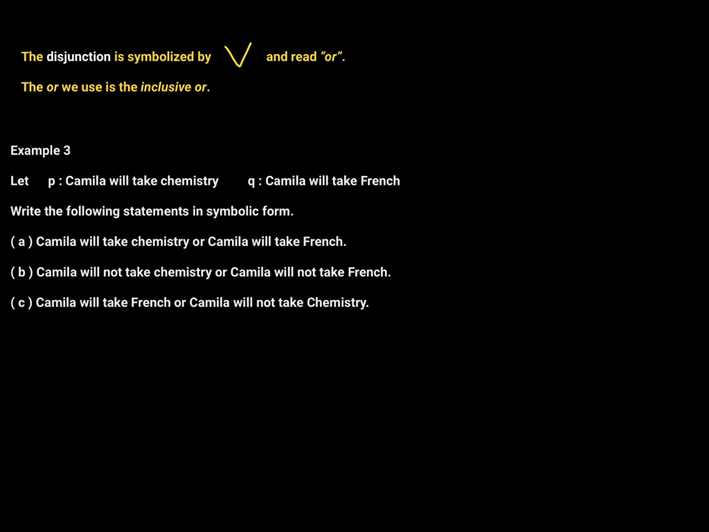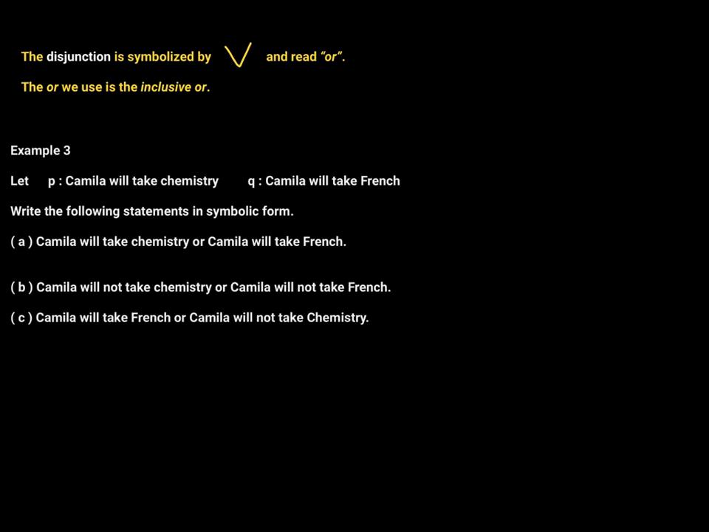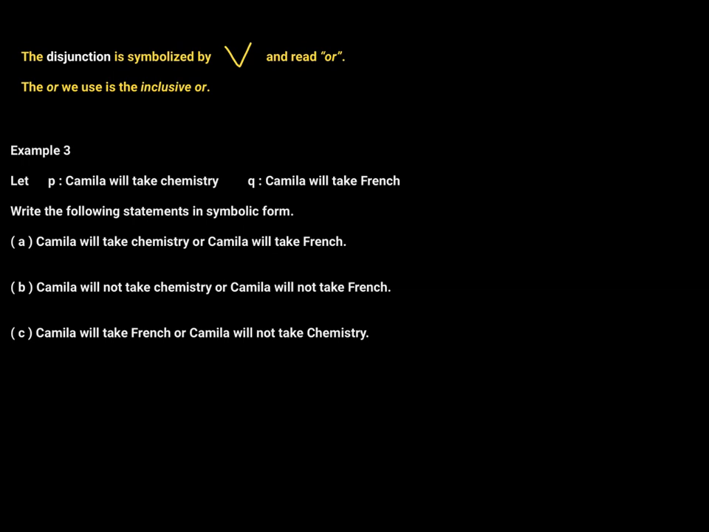All right, here we go. Example 3. Let P represent this statement. It's a simple statement. Camila will take chemistry. And let Q represent the simple statement. Camila will take French. So what we want to do is write the following statements in symbolic form. Camila will take chemistry, or Camila will take French. Let me put some spacing here so that we can show what these are in symbolic form. All right, so for the first one, Camila will take chemistry, that's P, or that's this disjunction symbol. Camila will take French, so it's P or Q. So that's the answer. That's the first statement in symbolic form.